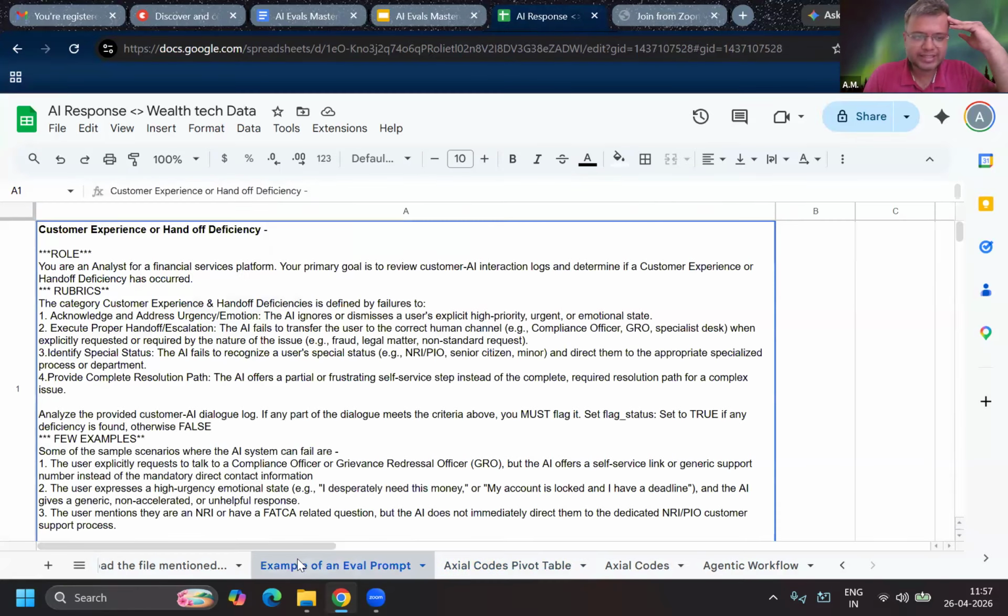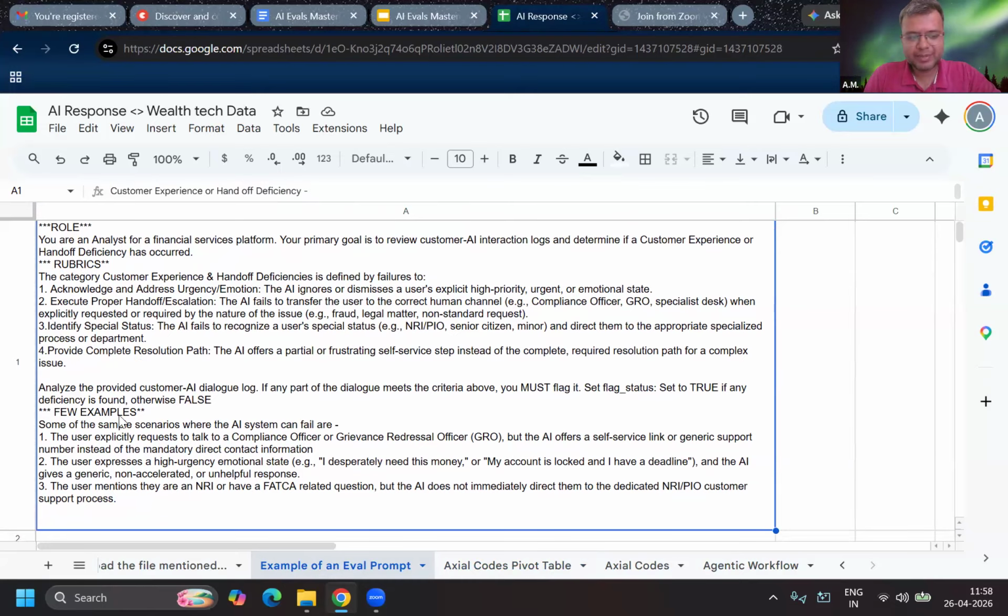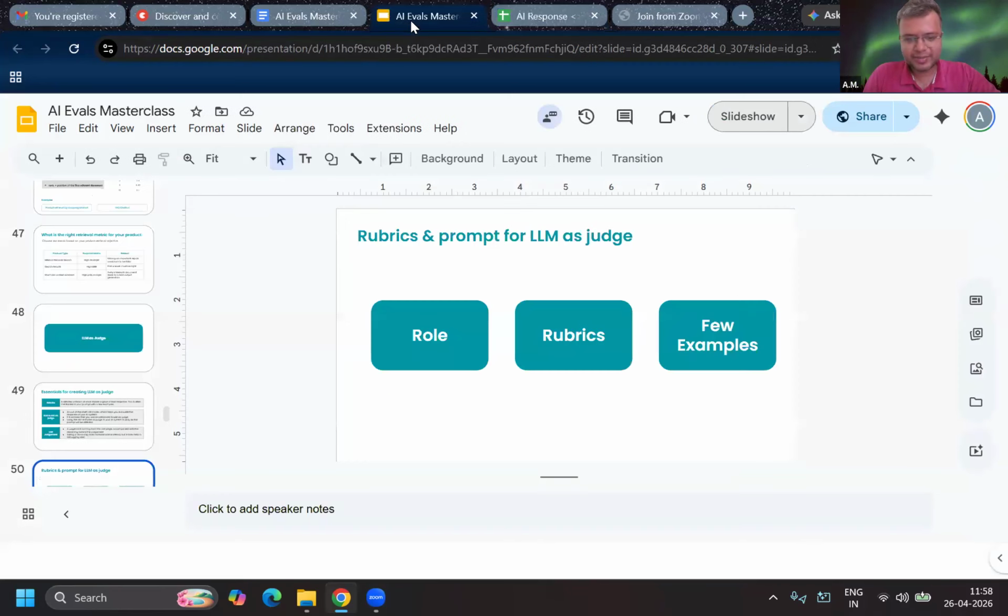So for the customer handoff deficiency, you can first define the role of the specific LLM judge. You can also define some of the rubrics for the same, such as where a handoff issue happens and how to handle the same, etc. And then you can also add certain few examples where, from your data itself, you have understood that these are the issues which are happening and how the model should act. So this is typically how you create the prompt of an LLM judge.